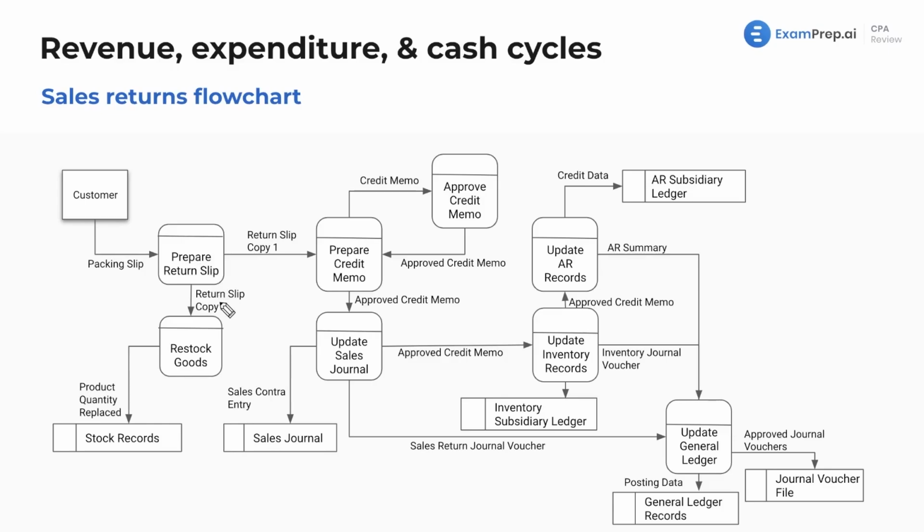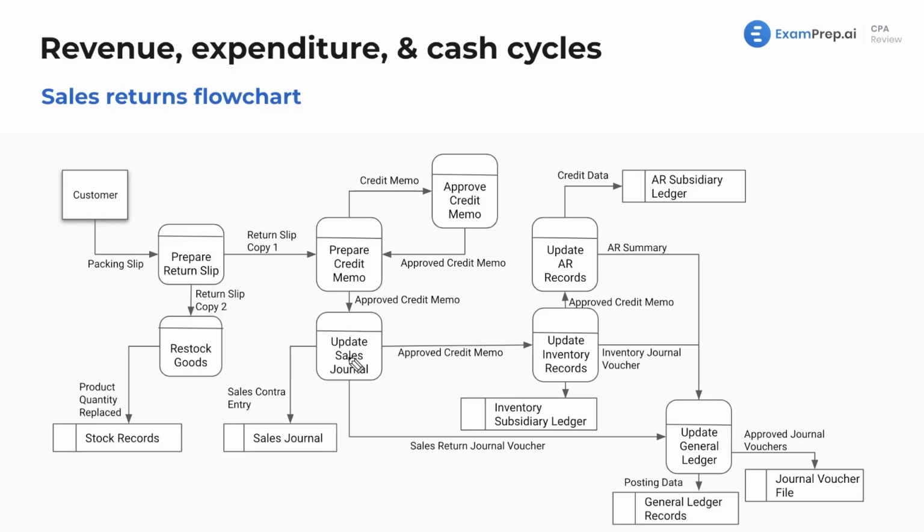You're going to use the copy of the return slip and restock the goods. You are going to update your records and say, yep, we now have additional inventory because someone returned it. Then we're going to go over here, prepare a credit memo. This is the process of issuing the refund, updating everything, right? Because essentially this whole sales return flowchart is reversing everything that we had done before. Here, we need to go through and essentially go through the credit process again.